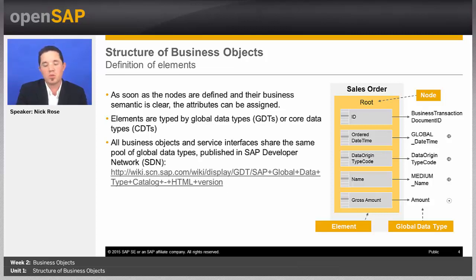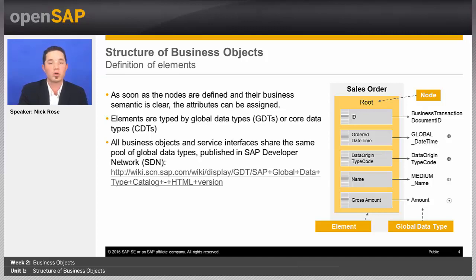Now, there is a large number of data types that are available to us in the application. You can use the link in this slide to see what all is possible, or in the repository explorer, which we'll see in a little bit. But to give an example, on the sales order root node, we have an ID, and that is of type business transaction document ID. This is a very common data type for IDs within SAP Business ByDesign. You'll see it used a lot in standard objects.